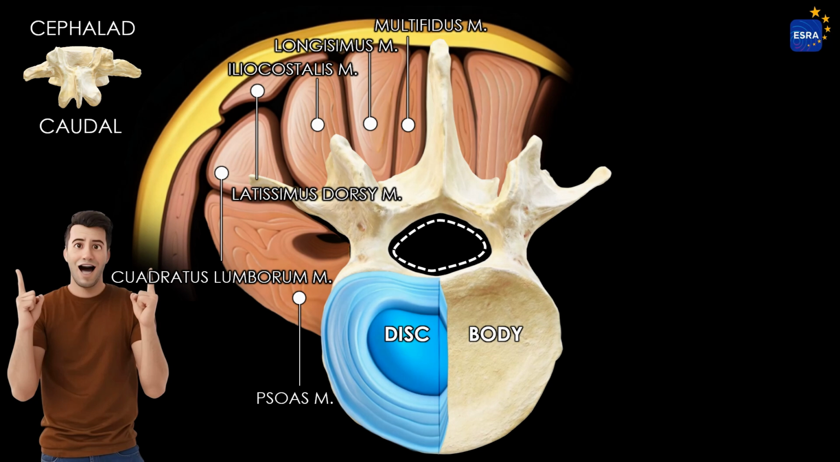There is a group of muscles that insert into and surround all the vertebrae of the lumbar region. Posteriorly, the multifidus, longissimus, and iliocostalis muscles provide support and stability. Laterally, the quadratus lumborum plays a key role in lateral flexion and stabilization. Anteriorly, the psoas major and iliacus, forming the iliopsoas, contribute to lumbar and hip movement.